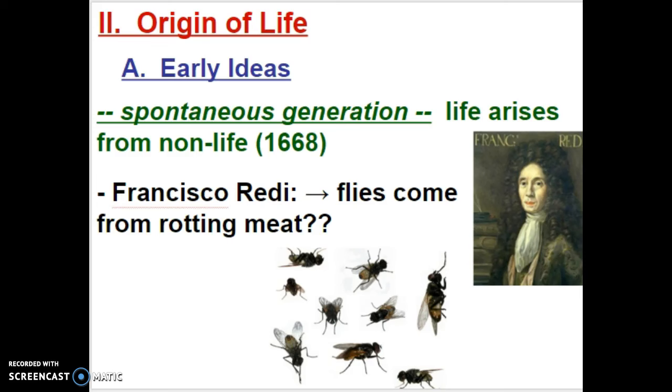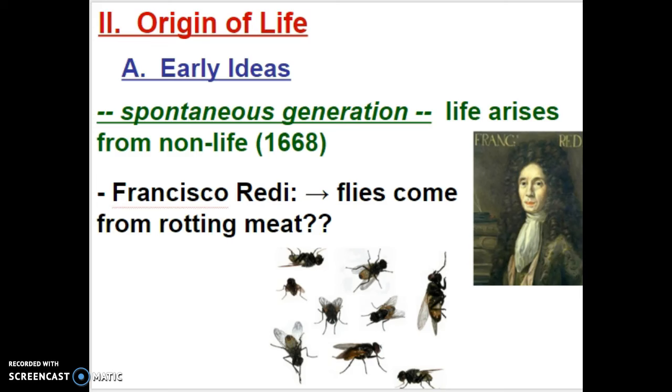So this was around the mid-1600s. For example, farmers thought that the mice they had in their fields and in their hay were actually birthed from the hay itself. Another example was flies on rotting meat. It was thought at the time that as meat started to rot, it actually laid the maggot eggs, and flies came from rotting meat.